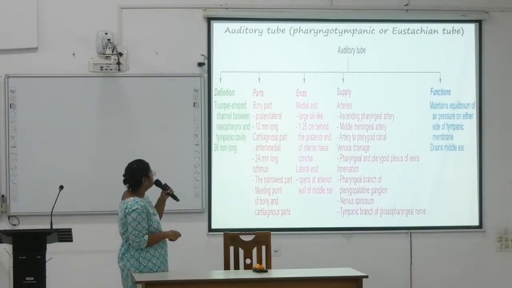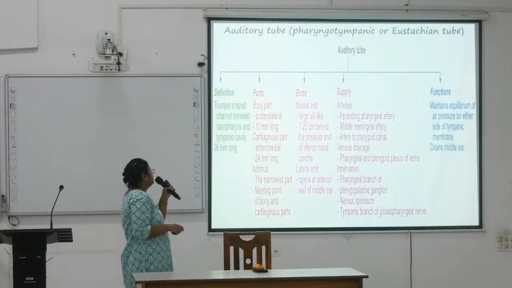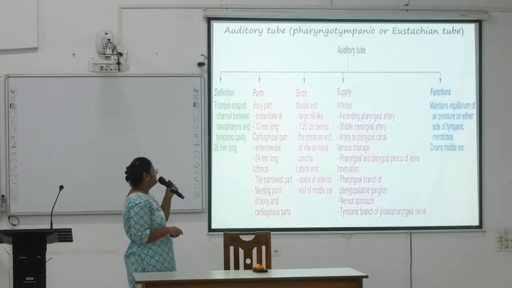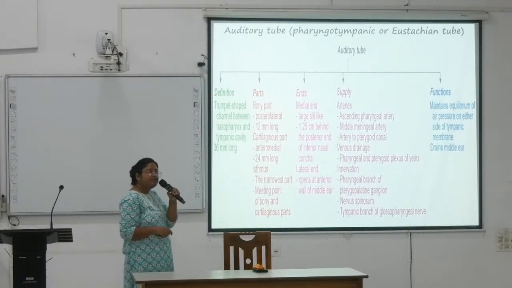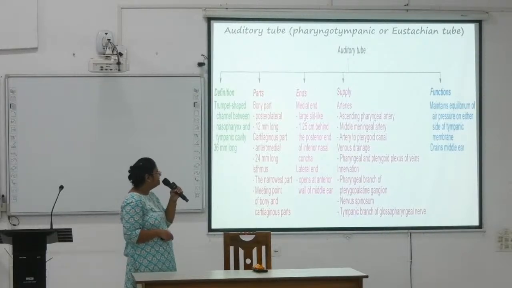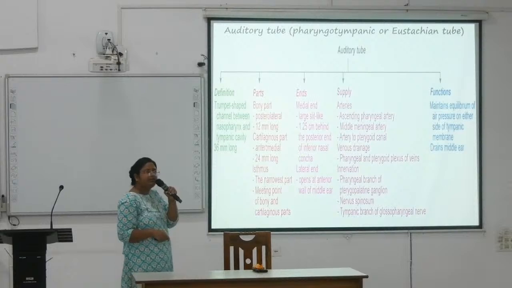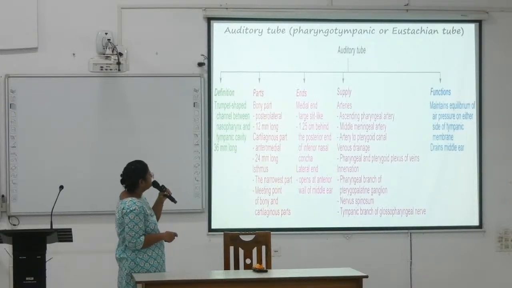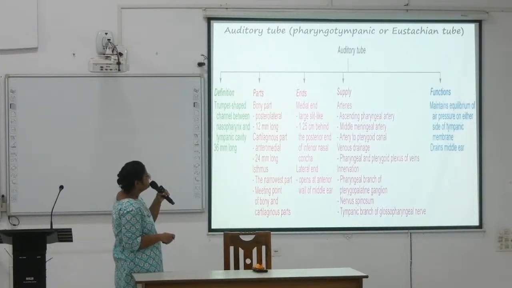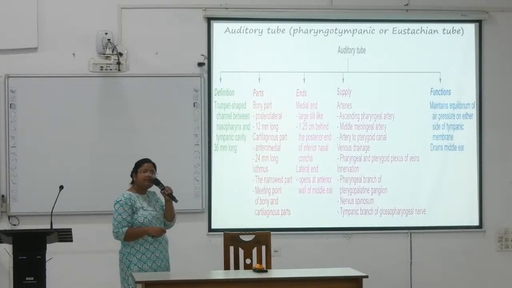Supply: arterial supply and venous drainage. Arterial supply by ascending pharyngeal artery, middle meningeal artery, artery to pterygoid canal. Venous drainage by pharyngeal and pterygoid plexus of veins. Innervation by the pharyngeal branch of pterygopalatine ganglion, nervus spinosus, tympanic branch of glossopharyngeal nerve. And function, it maintains the equilibrium of air pressure on either side of the tympanic membrane. It drains the middle ear. Okay.